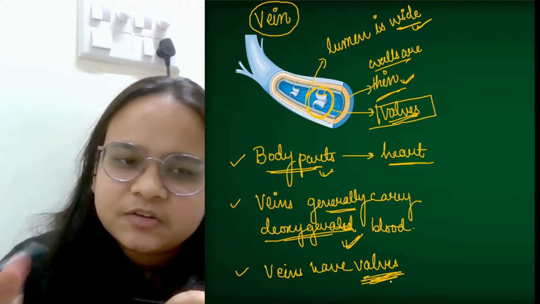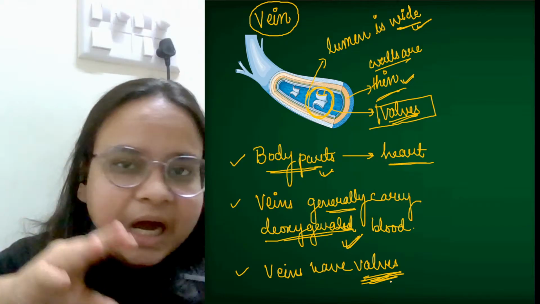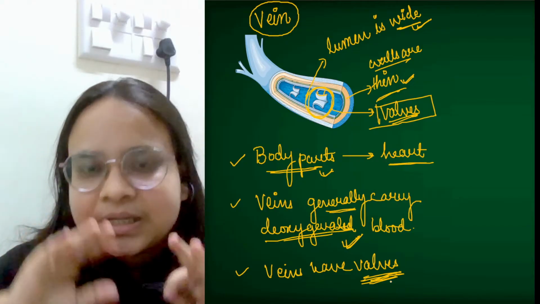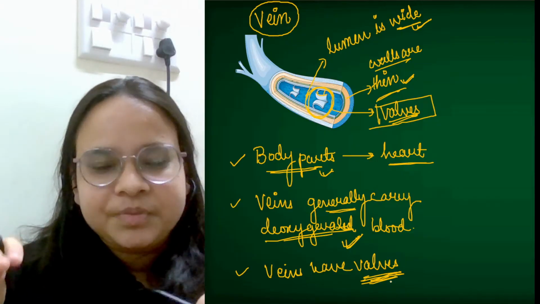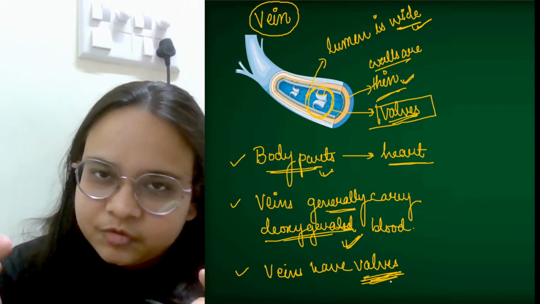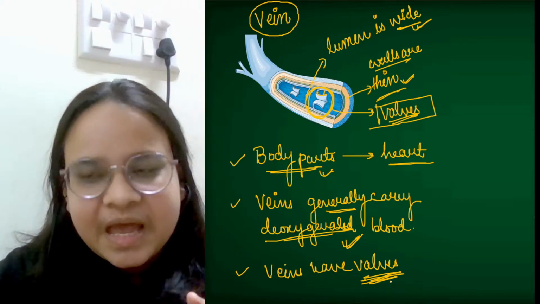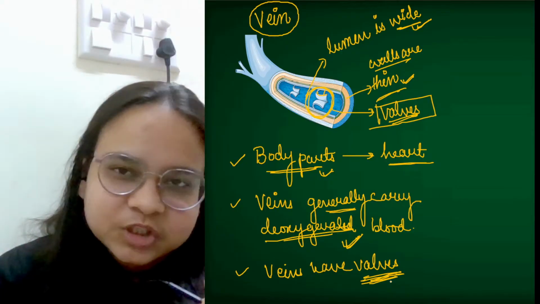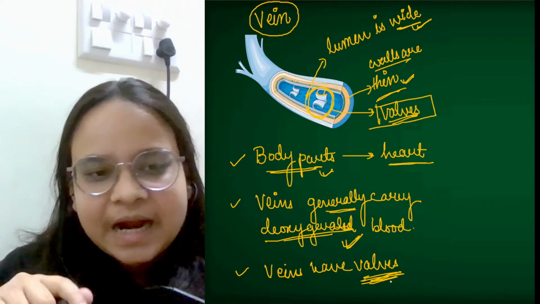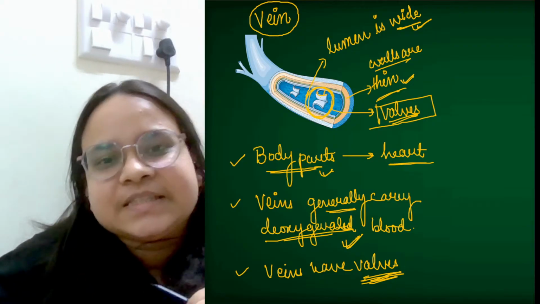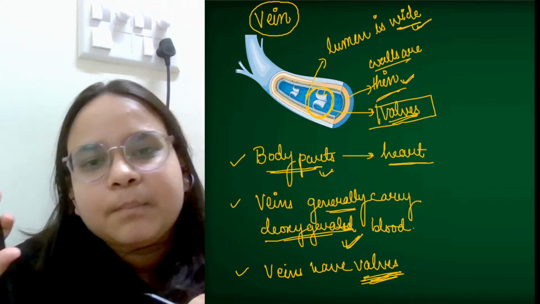But in case of veins, what happens? Blood is flowing from a body part to the heart, and we know that other than the heart, no other body part or organ pumps the blood. So the blood sent out from the body part flows in a very smooth motion. And something which is flowing smoothly can have a great tendency to flow back. To prevent that, veins have valves inside their lumen. Fine. So all these things we studied yesterday.